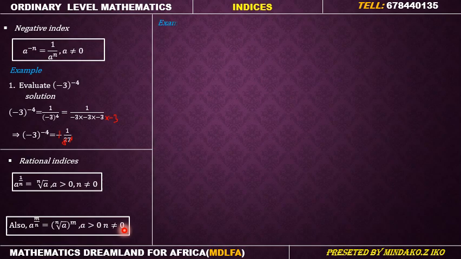Now if you look at some examples on it, we have: simplify the following. 27 raised to the power 1 divided by 3, 100 raised to the power 1.5, and 35 raised to the power negative 3 over 5.